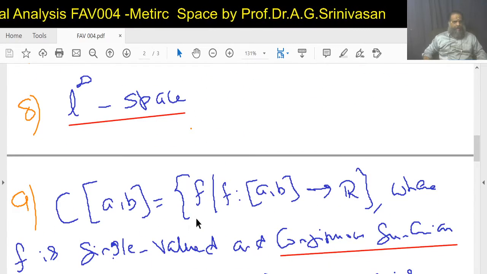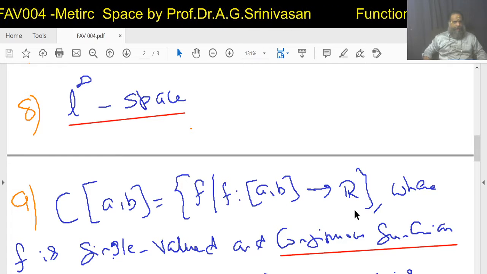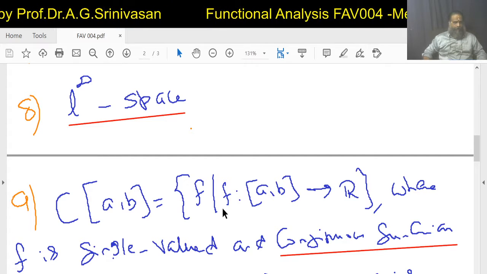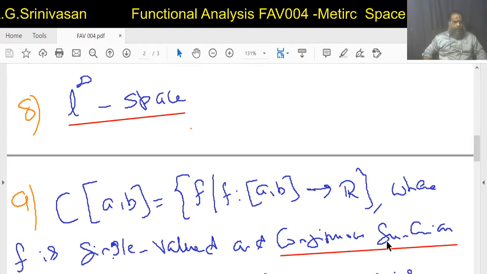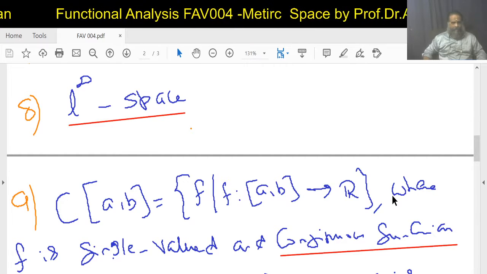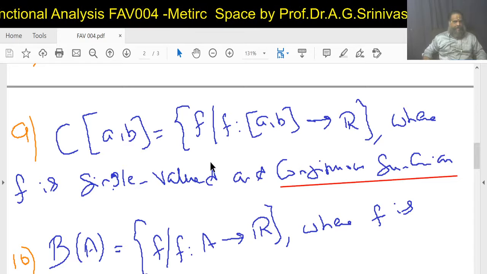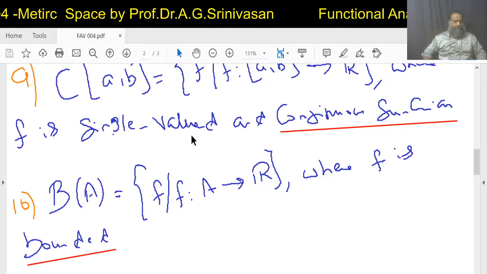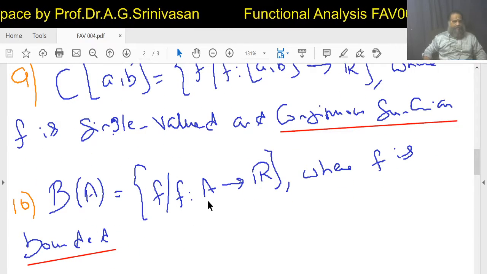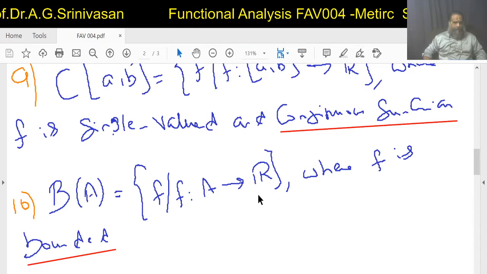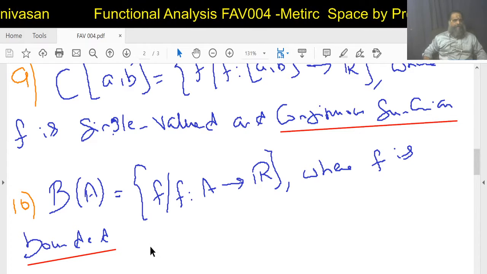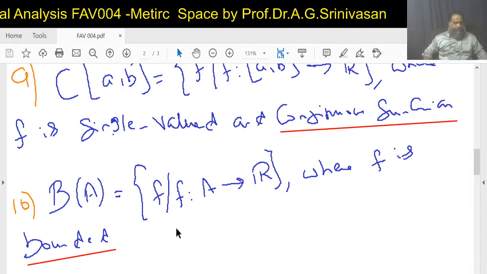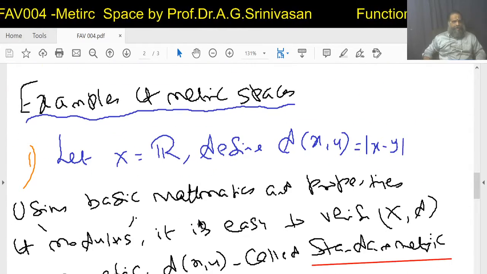We introduce C[a,b], the set of all functions from [a,b] to R, the real numbers, where [a,b] is a closed interval, a subset of R, and f is a single valued function. Also, it is a continuous function in the calculus sense. This is C[a,b], the set of all single valued continuous functions from the closed interval [a,b] to R. B(A) is the set of all functions from A to R, where A is a subset of R, such that f is bounded. In video 6, we will tell you what is a bounded function, bounded sets, etc. Let's continue with examples of metric space.